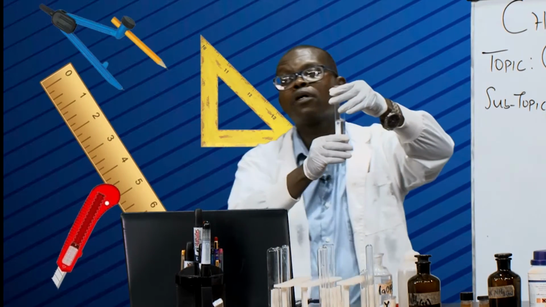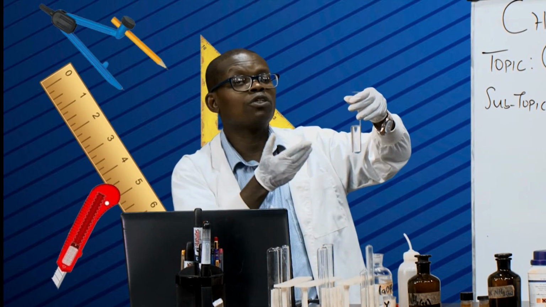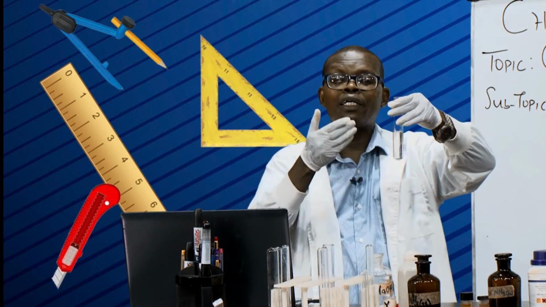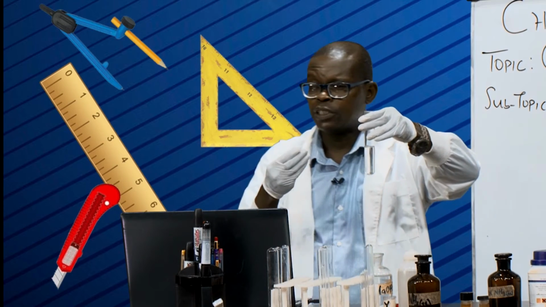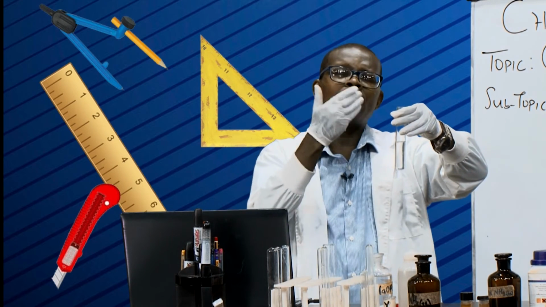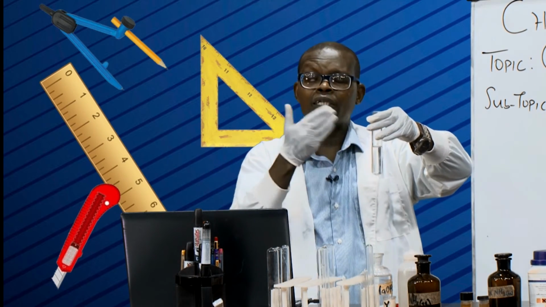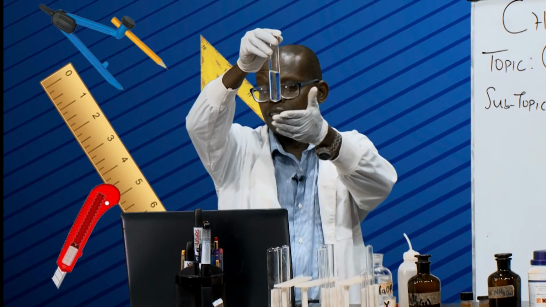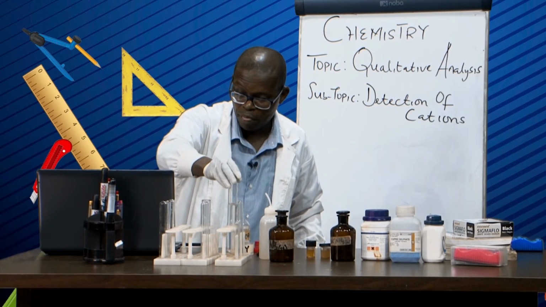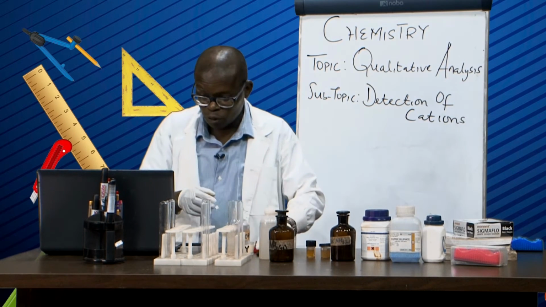So Y, aqueous, because it has been dissolved in water, plus sodium hydroxide in drops gave us white gelatinous precipitate. But plus sodium hydroxide solution in excess, the white precipitate dissolves. See, you can't see any whitish thing here now. Good. So what are we going to do next?